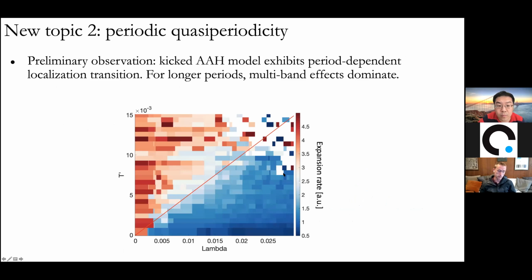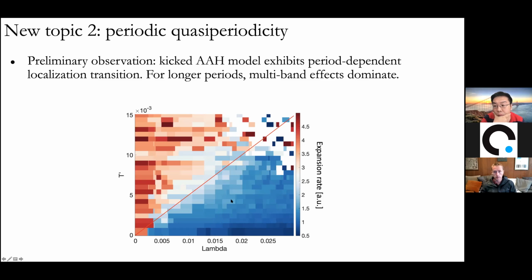Our preliminary observation on this experiment is that, as predicted by theory, the kicked Aubrey-Andre-Harper model does exhibit a period-dependent localization transition. What's shown here is the expansion rate. Red is delocalized and blue is localized as a function of the kick period, t. Sorry for the poorly labeled axes, but t is proportional to the kick period on the vertical axis, and lambda is proportional to the strength of the quasi disorder on the horizontal axis. The red line is where you expect a transition from a localized to a delocalized state.